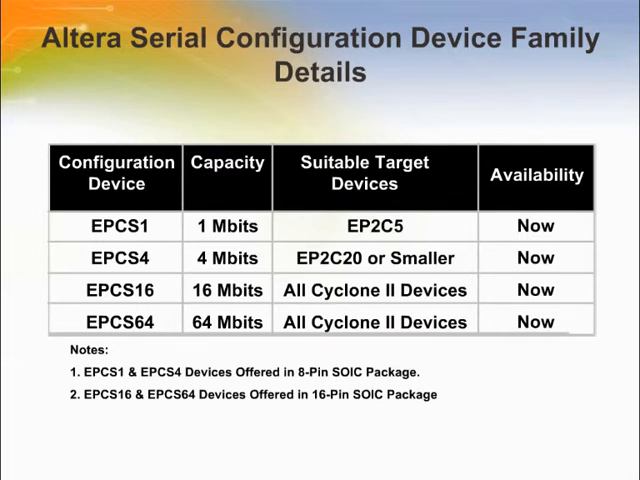In the active serial configuration scheme, Cyclone II devices are configured using a serial configuration device. These configuration devices are low-cost devices with non-volatile memory that feature a simple 4-pin interface and a small form factor. These features make serial configuration devices an ideal low-cost configuration solution.